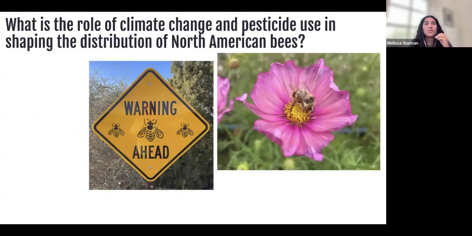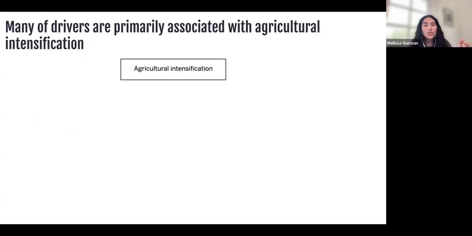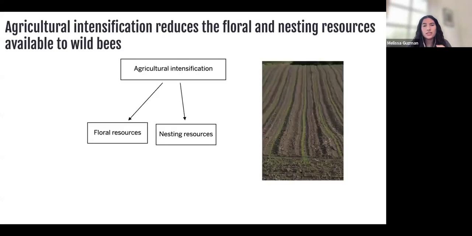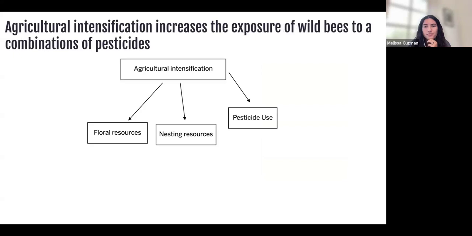Okay, so with these tools in mind, I was really interested in understanding the role of pesticide use, specifically in shaping the distributions of North American bees. And we know that there are many different drivers affecting the occupancy of bees, but many of these drivers are associated with agricultural intensification. With agricultural intensification, we've seen the reduction of floral and nesting resources by the conversion of different types of lands, reducing floral resources.